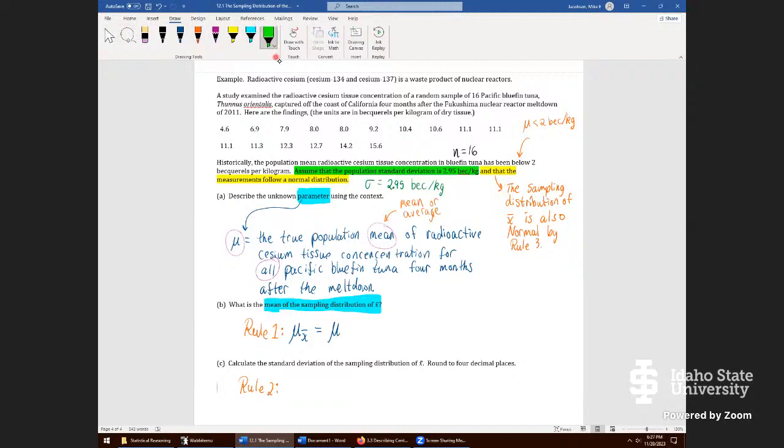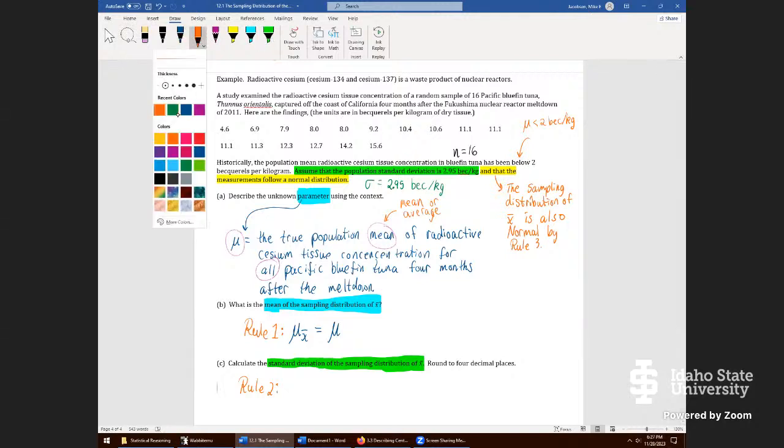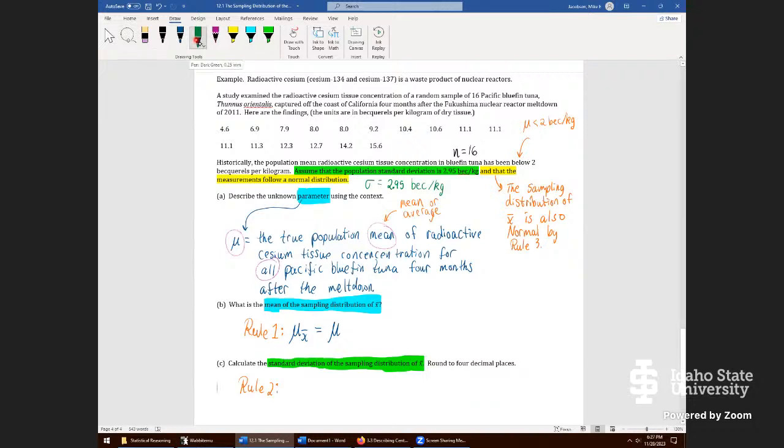The reason I knew it's rule 2 is because they asked for standard deviation, and they also mentioned the sampling distribution of X bar. It takes a lot of oxygen just to say that, and so that's why we like this symbol. Standard deviation of the sampling distribution of X bar is sigma X bar. Way easier to say if you're using symbols.